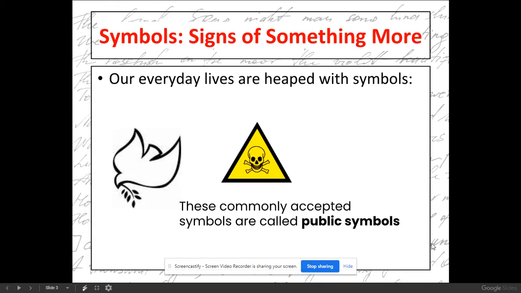The S in SIFFT stands for symbols. A symbol is a sign of something more. Our everyday lives are heaped with symbols. These commonly accepted symbols are called public symbols. So we know that the white dove means peace, or this might mean poison.